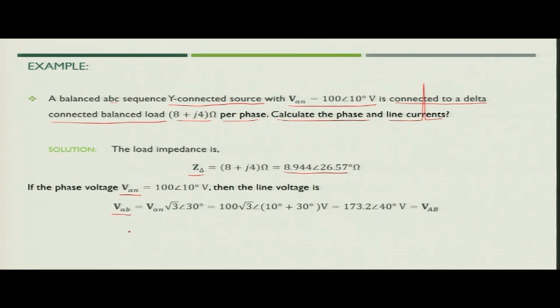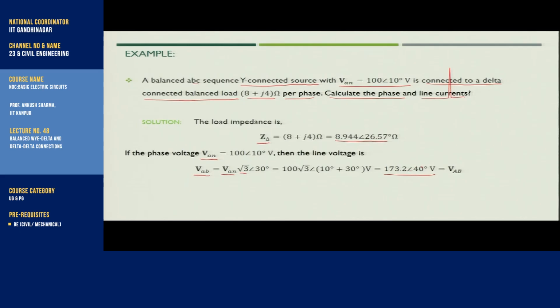Line voltage VAB is nothing but VAN into root 3 angle 30 degree. So, we get 100 into root 3 angle 10 degree plus 30 degree, because 10 degree is the phase voltage angle and 30 degree is added because of the line voltage. Line voltage in case of star connected leads phase voltage by 30 degree. So, when you simplify you get the line voltage, that is 173.2 angle 40 degree.